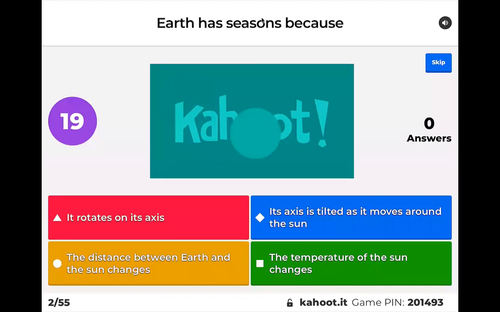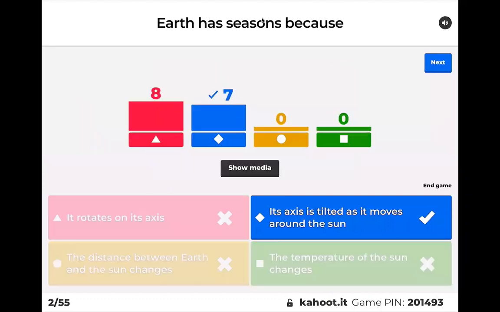Earth has seasons because it rotates on its axis, the distance between Earth and the sun changes, its axis is tilted as it moves around the sun, or the temperatures of the sun changes. Yeah, this one, I think this was on your test. Some of these questions are from your test you had. So yeah, its axis is tilted as it moves around the sun.